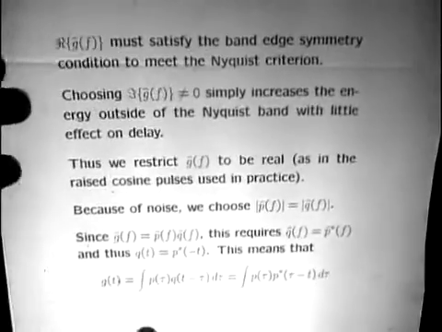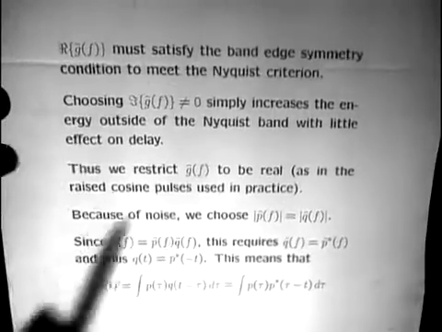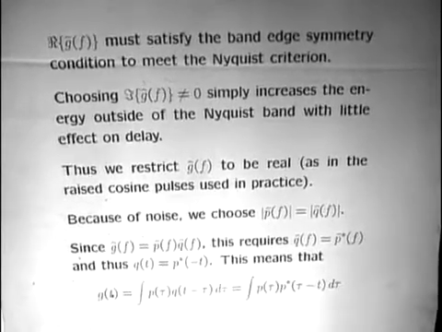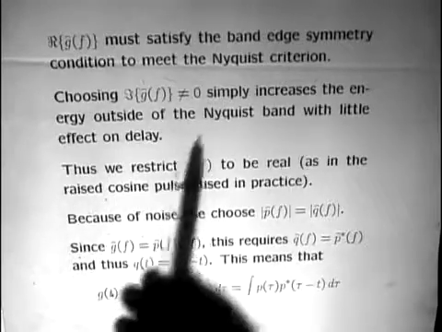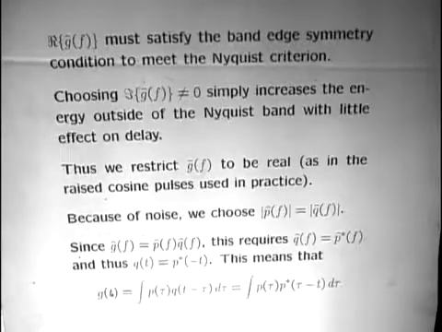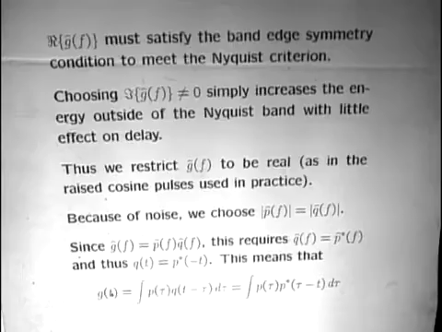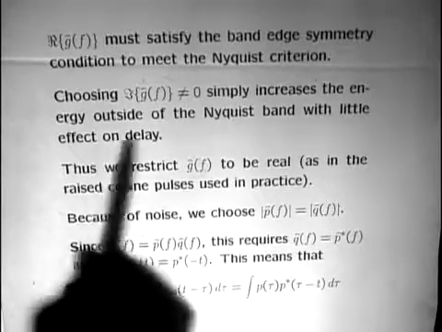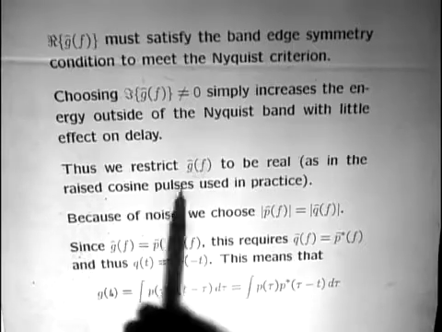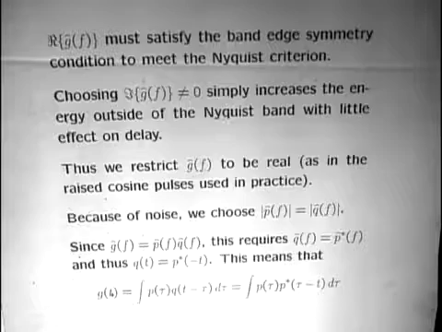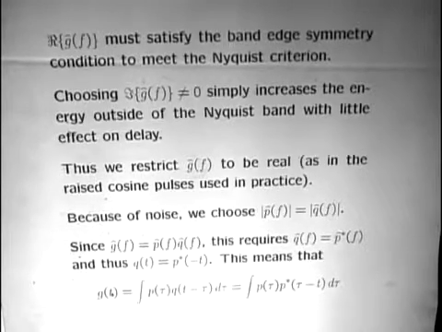Okay, so what we've said here is the real part of g hat of f has to satisfy this band-edge symmetry condition. Choosing the imaginary part unequal to 0 simply increases the energy outside of the Nyquist band. And you don't get any effect on reducing delay out of that. Thus, we're going to restrict g of f to be real, and we're going to also restrict it to be symmetric, although that's less important.